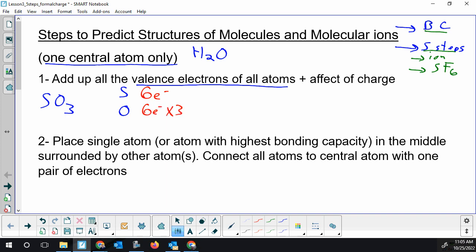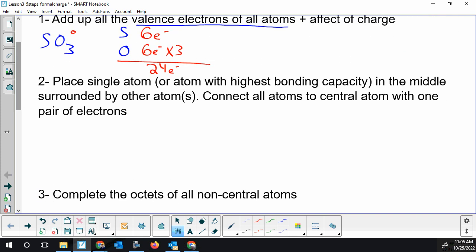It's SO3. And then there is no charge here, so I don't have to add or subtract any electrons from that. Okay? If it was negative, we would add that count. If it was positive, we'd take away. So we've got 6 and then 3 times 6. So that is 24 valence electrons to assign into our structures. Okay? We should always get even numbers, and we're going to put them as pairs of dots or dashes, pairs of electrons that are bonding.